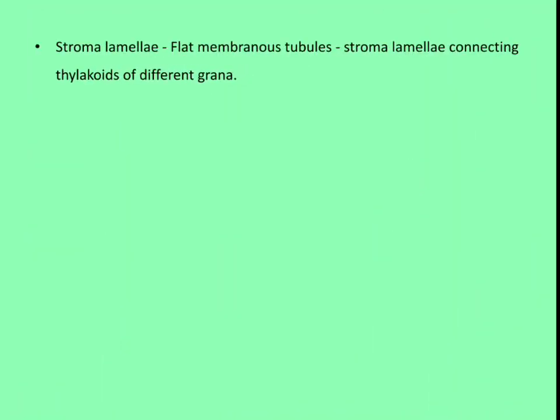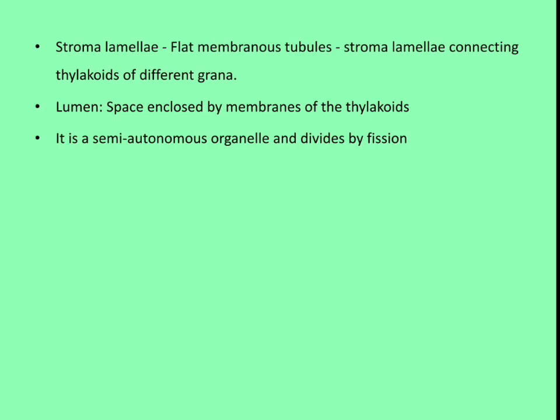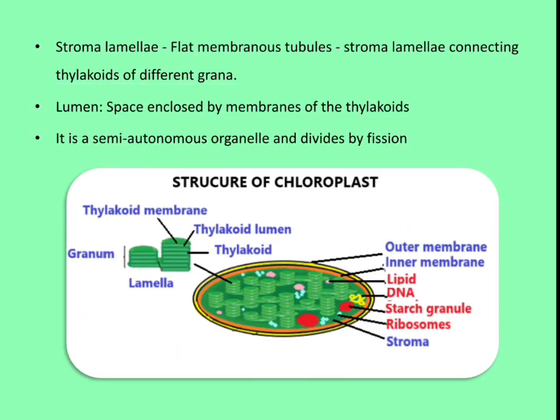The stroma lamellae is a flat membranous tubule. The stroma lamellae connects thylakoids of different grana. The lumen is a space enclosed by the membrane of the thylakoid. It is a semi-autonomous organelle and divides by fission. Given below is the structure of the chloroplast.